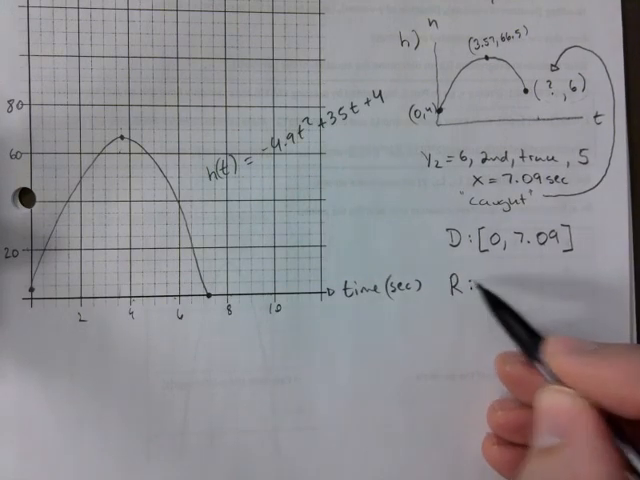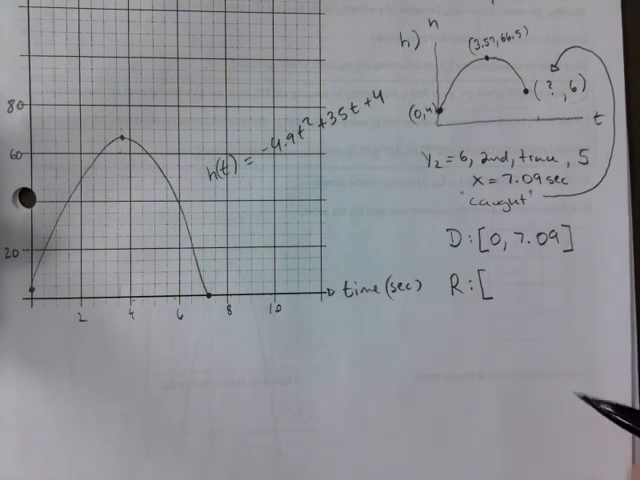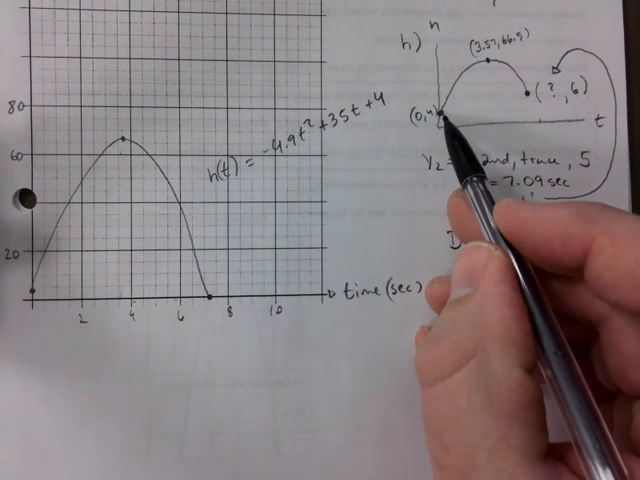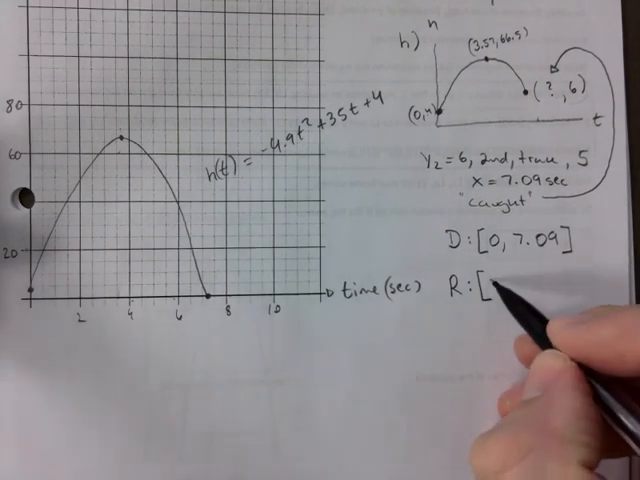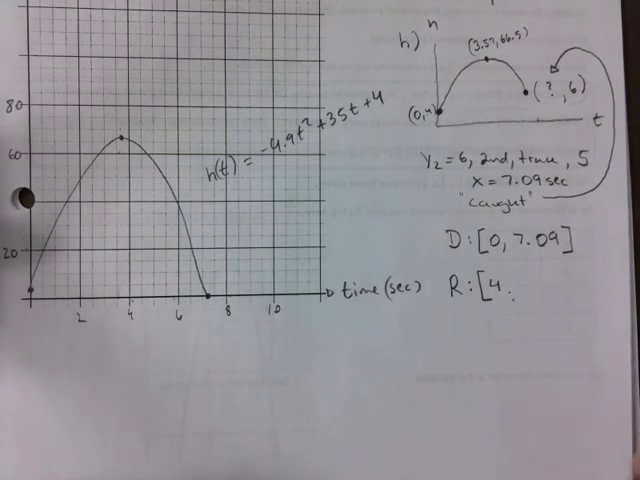What about the range? This is a tougher cookie. What's the lowest height the ball is ever at? It doesn't hit the ground, so 0 is out of the question, right? 4? 4, right? Because at the beginning, it's hit at a height of 4 feet, right? So 4 is my lowest, and what's the highest?